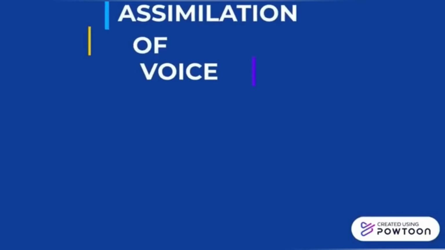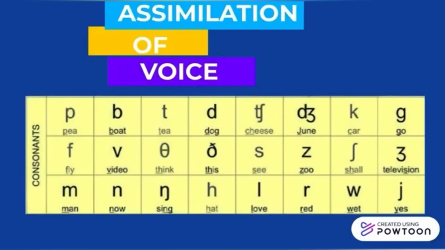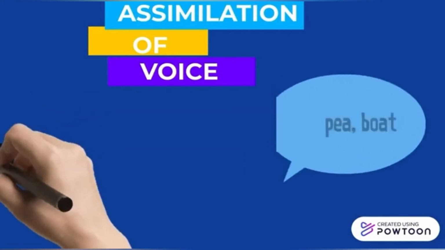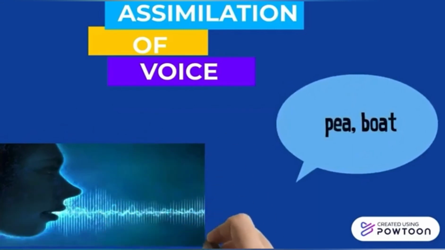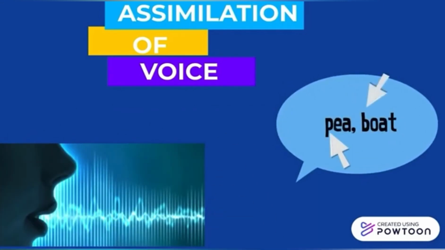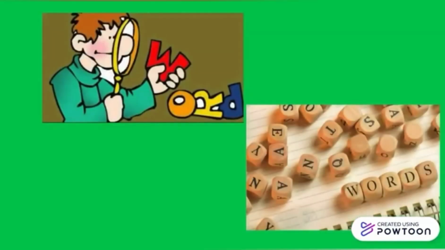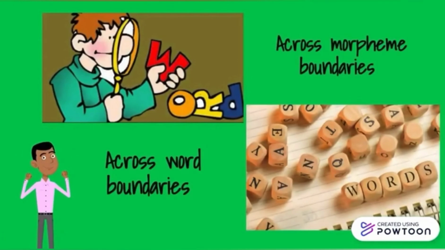It is difficult to produce a consonant cluster with different voicing values for the consonants, particularly if the consonants are obstruents. In a cluster of two consonants differing in voicing, the second consonant has to agree in voicing with the preceding one. Assimilation of voice is of two forms: across morpheme boundaries and across word boundaries.